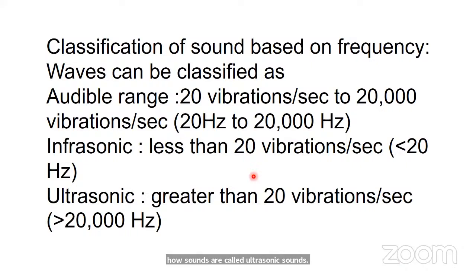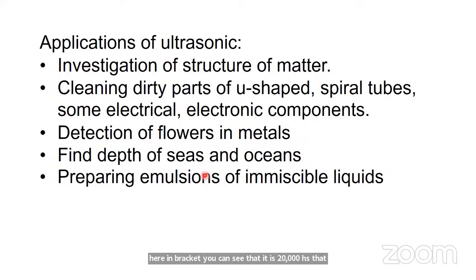So sounds are basically classified into three types. One is audible range. Audible range means the common human ear can recognize those sounds. What are those? 20 vibrations to 20,000 vibrations per second. That is the audible range of a human being, usually shown as 20 hertz to 20,000 hertz. Another kind of sound is infrasonic. The sounds whose frequency is less than 20, that is, the vibrations per second is less than 20. Ultrasonic means these are greater than 20,000 vibrations. In this slide it is shown only 20, but in the bracket you can see that it is 20,000 hertz. That you should remember. But where do we use these ultrasonics? Applications of ultrasonics: investigation of structure of matter. We have different kinds of matter with us.